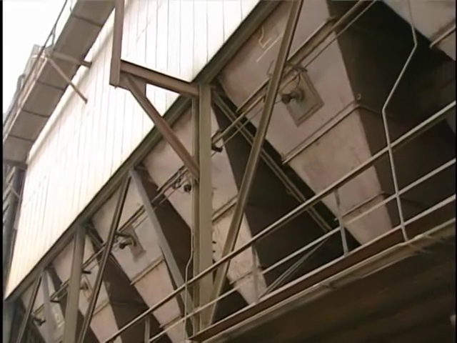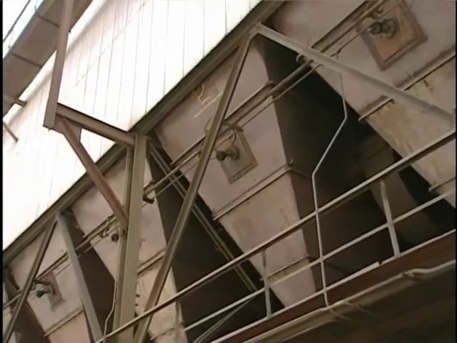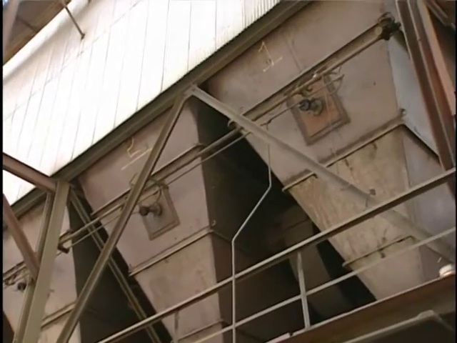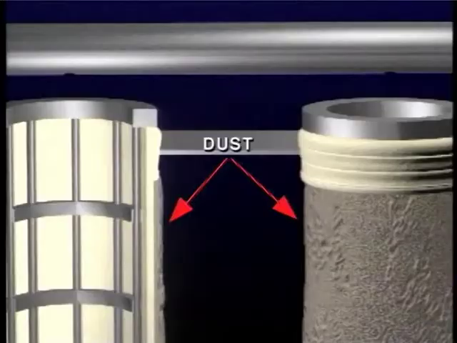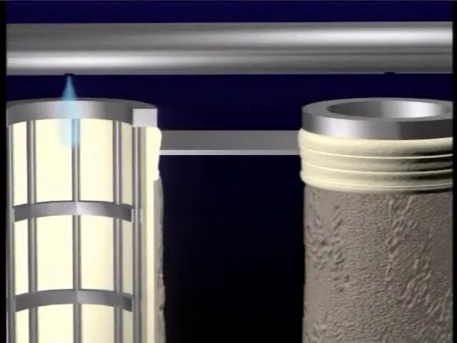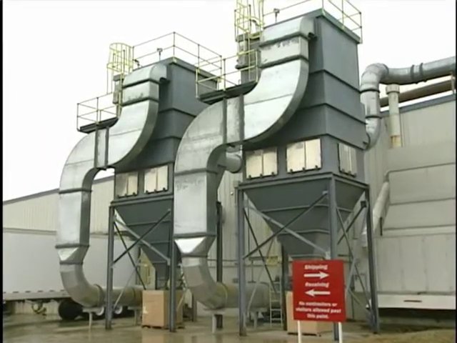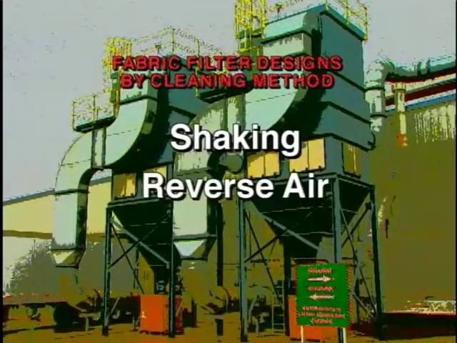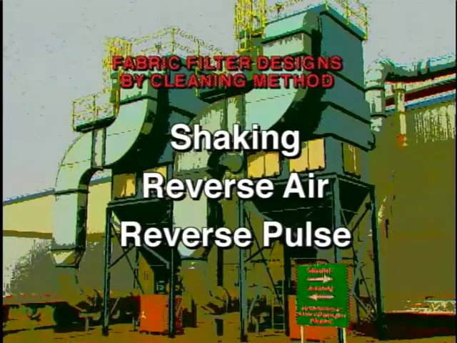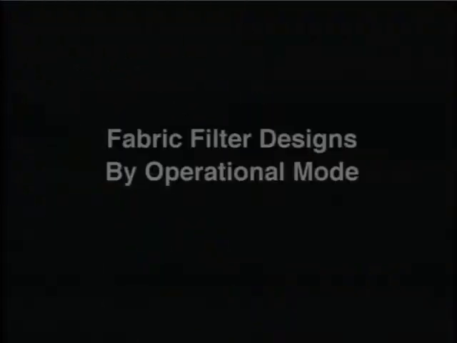One way of distinguishing between different types of fabric filter collectors is the method used to clean the filter material. As dust builds up on the filter surface, the pressure drop across the filter increases. In order to avoid excessively high pressure drops, the filter material is cleaned periodically. The most common methods of cleaning are shaking, reverse air, and reverse pulse or pulse jet. These cleaning methods are the three most common designs of fabric filtration systems.